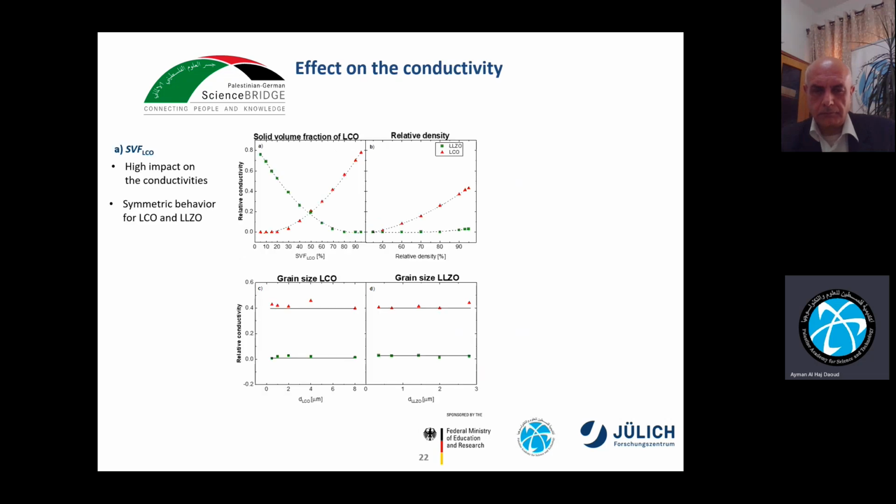But what about the conductivity? When we increase the solid volume fraction of LCO, that means we are decreasing the population of LLZO. That's why we have a decrease in its relative ionic conductivity. But since we are increasing the population of LCO, it will increase its electronic conductivity. That was not the case when we increase the relative density. Actually, it's enhancing the conductivity of LCO, of course, because they are compressed together. There are fewer pores, which are insulating. But since we have a 2-to-1 ratio between LCO and LLZO, this means that we have a small population of LLZO in the system.